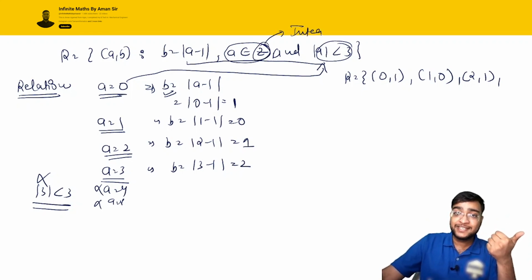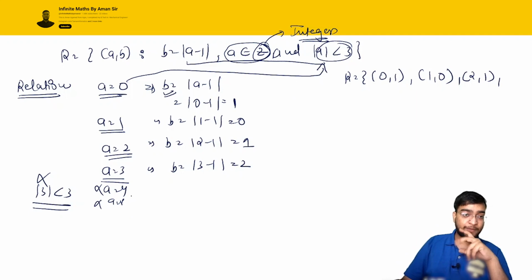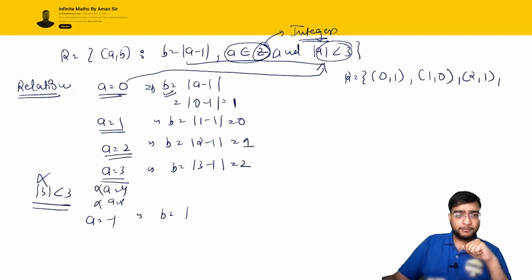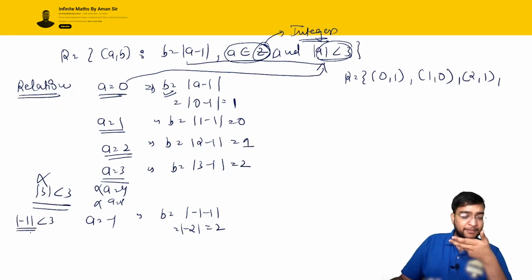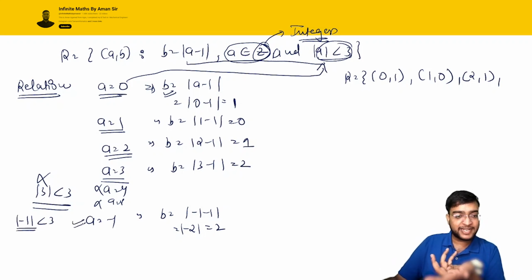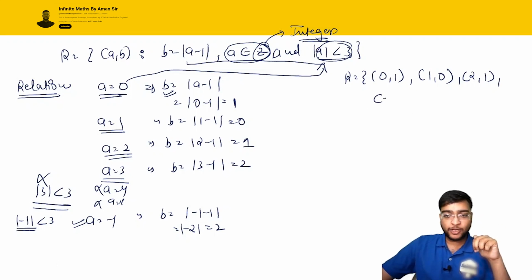The integer part here. These symbols must be known. Can I take a equals minus 1? Very simple, sir. b equals a minus 1, that is minus 2, mod is 2. If I take this condition for satisfying, minus 1 is less than 3, and minus 1 mod is 1, so this condition fulfills my whole conditions. So I can take the pair minus 1 comma 2.